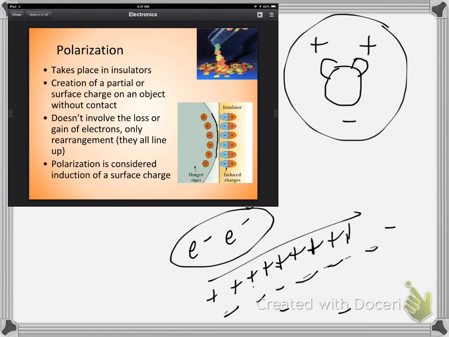And it's considered a surface charge because you do actually have a charge on the surface, but it's not a real charge, it's not a full charge, and the minute you take this away, this is liable to break right back down. So it'll hold for a while, and it depends on the material, but it will hold for a little while.